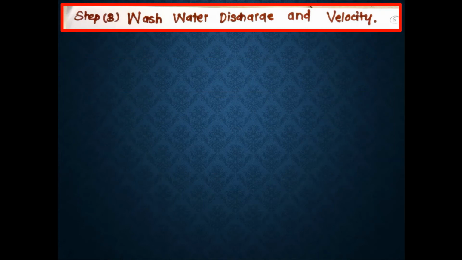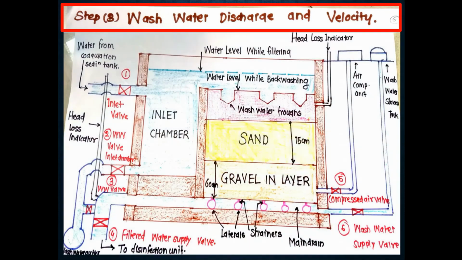Now we will move towards step number 3, that is nothing but design of wash water discharge and wash water velocity. Design of wash water discharge and wash water velocity means this discharge, this is nothing but the wash water storage tank. This is nothing but the discharge. This wash water is used during the cleaning and maintenance. This wash water comes from the bottom through the under drainage system.